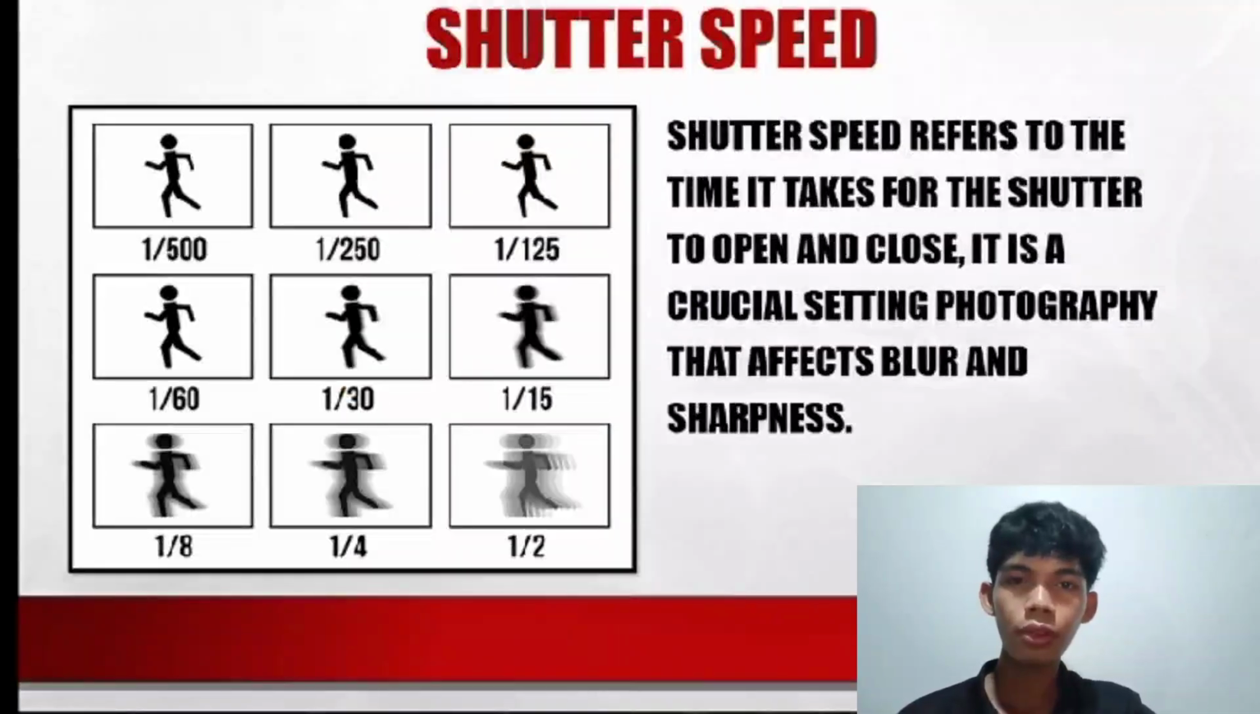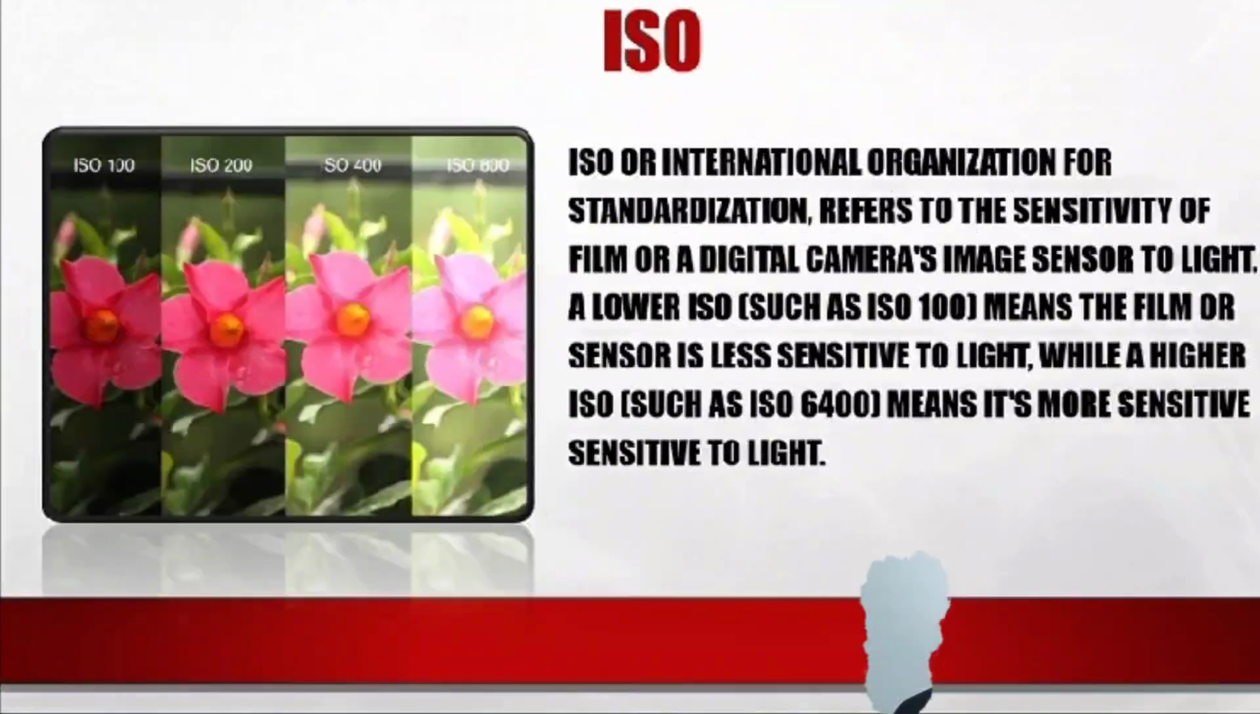Shutter speed refers to the time it takes for the shutter to open and close. It is a crucial setting in photography that affects blur and sharpness. The shutter speed is always expressed in fractions of seconds. For example, 1/500 would be a fairly fast shutter speed and would freeze a fast-moving subject. On the other hand, 1/2 shutter speed would be quite slow and would create a blur in an image.